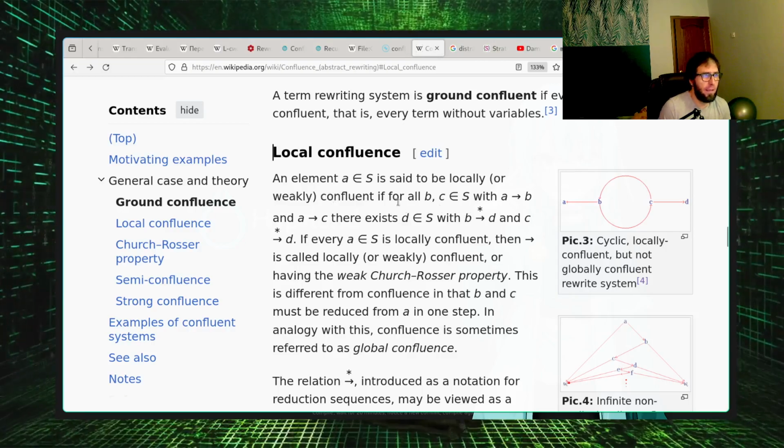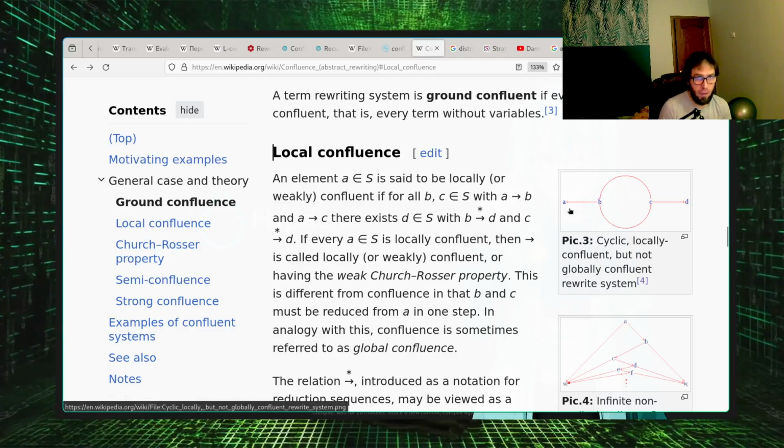By definition, for all B and C with A arrow B and A arrow C, there exists some D with a path from B to D and from C to D. Here, let's look at all of them. If we look at A, we can see that there are no such B and C, and that's why it is satisfied.